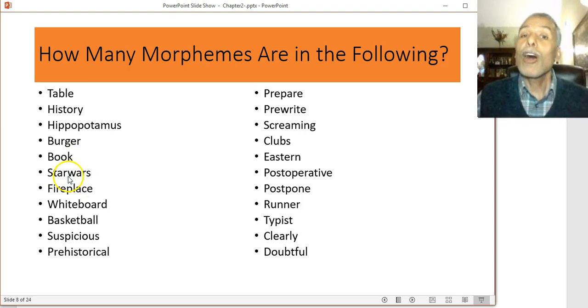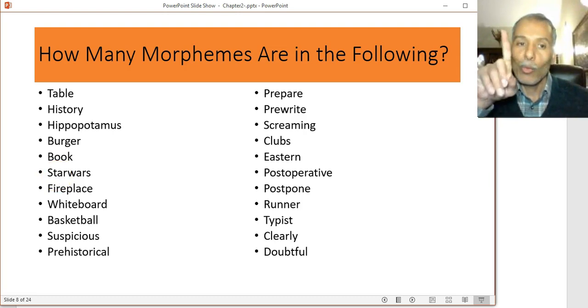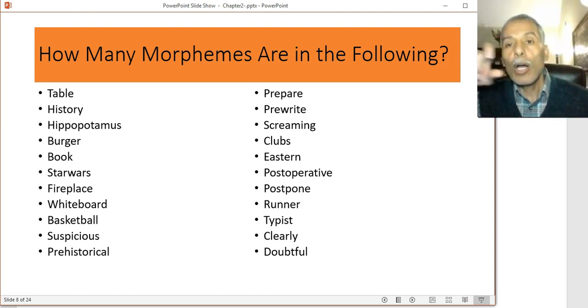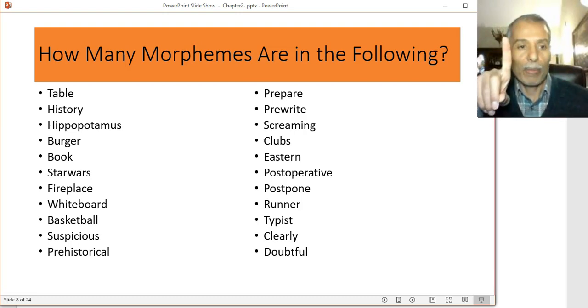Book is 1. How about Star Wars? If I broke these 2 from each other, Star and Wars, then it will be different. But because we know Star Wars, it means one single thing, which is the series that everyone knows. It doesn't mean more than that. So Star Wars, even though it is compound, or made out of two different words, over time they were blended so they would mean a single concept. So Star Wars is a single concept, one single morpheme.